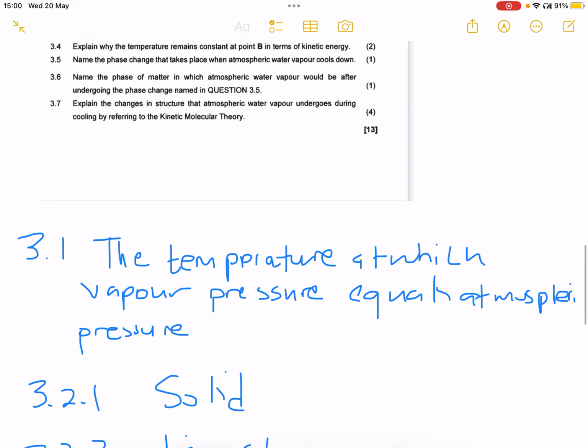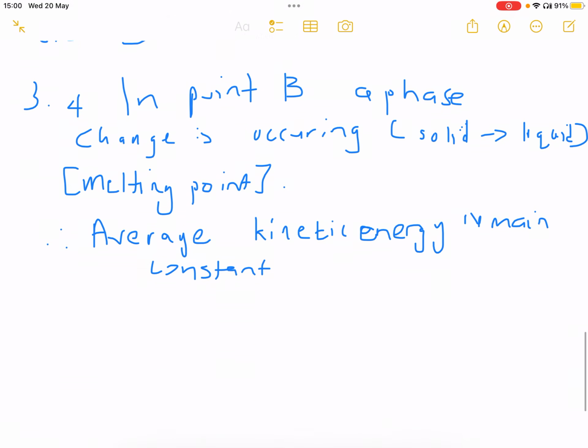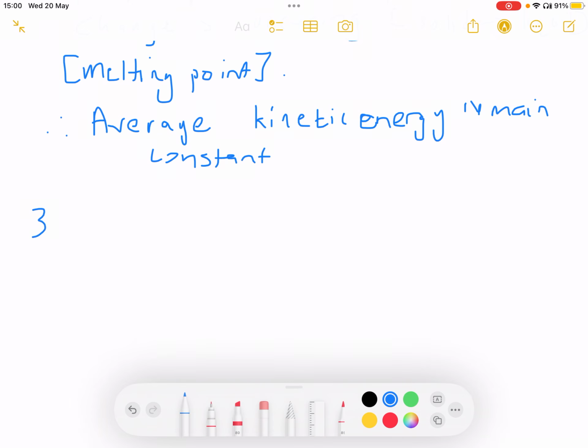Right, now let's look at 3.5. Now we have to name the phase change that takes place when atmospheric water cools down. So water boils. After it boils, it becomes atmospheric gas. And the gas then has to go back into becoming a liquid. You say it condenses, and that process is called condensation.